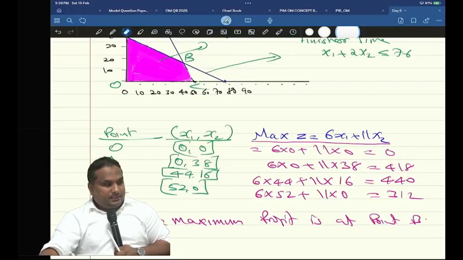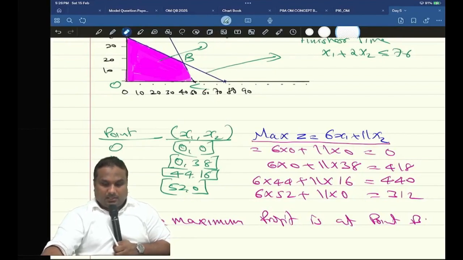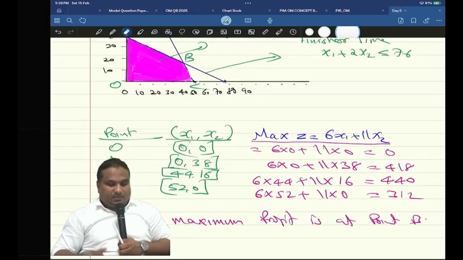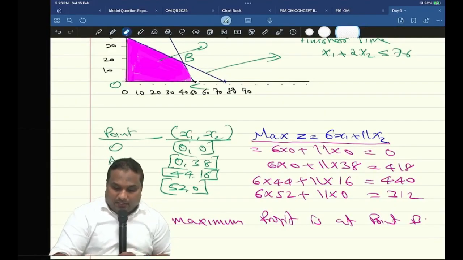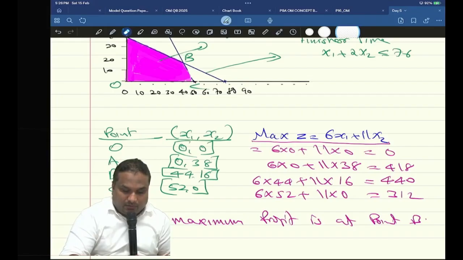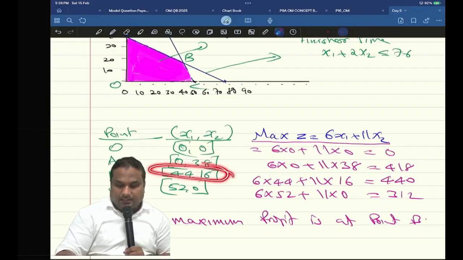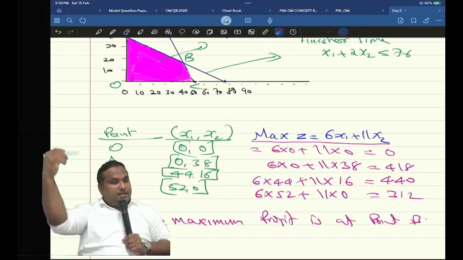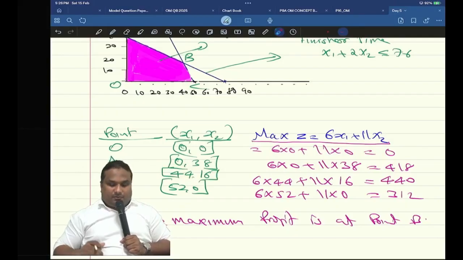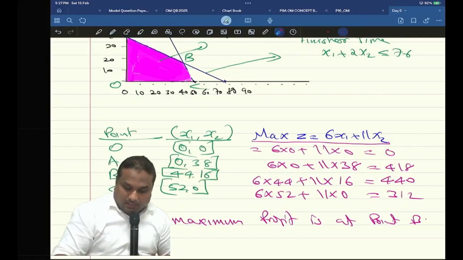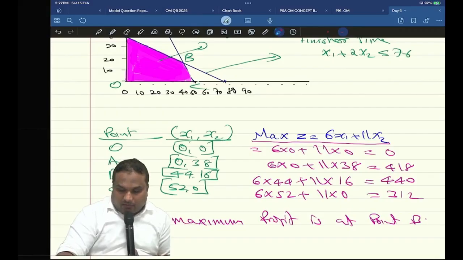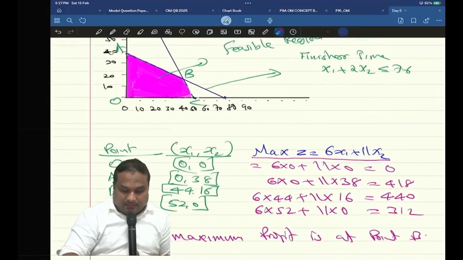So the maximum profit is at point B, where we need to make 44 units of lamb A and 16 units of lamb B. That is what we have to make. Now, how did we get 44 and 16 in the graph? There is a way to find out.